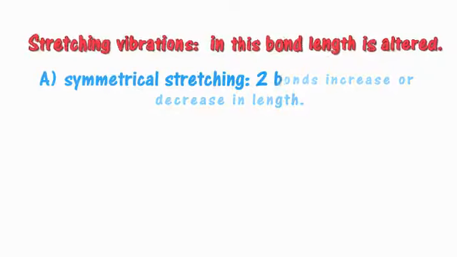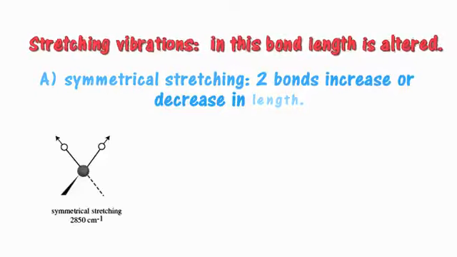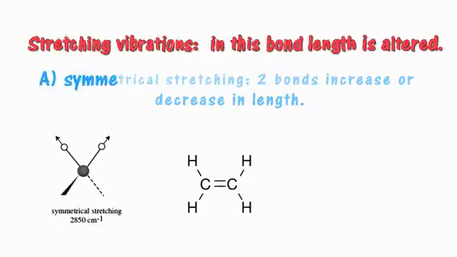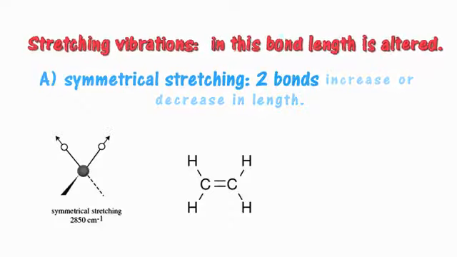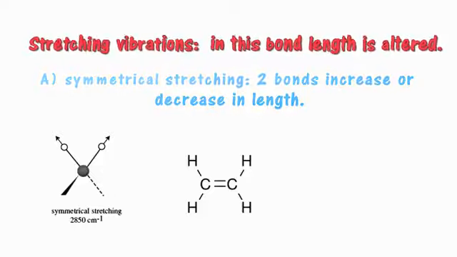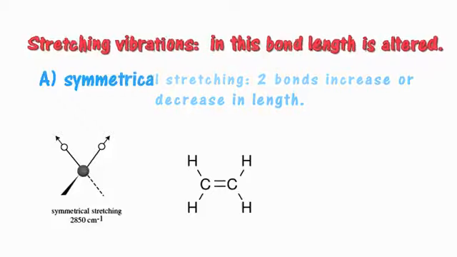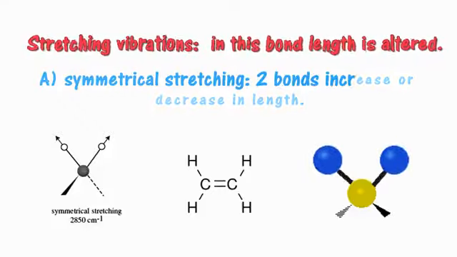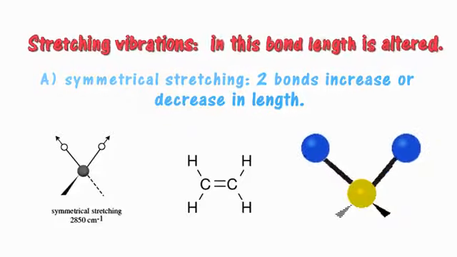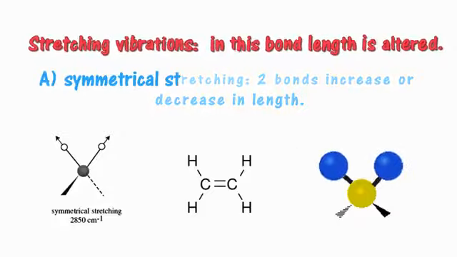In symmetrical stretching, two bonds increase or decrease in length, as shown in the figure. The two arrows shown reflect the increase or decrease in length. In the example of ethylene, a change in the length of the bond will be observed at carbon and hydrogen or carbon and carbon atoms. This overall phenomenon can be learned through this 3D diagram where two bonds increase or decrease in length. So this is stretching vibration, specifically symmetrical stretching.